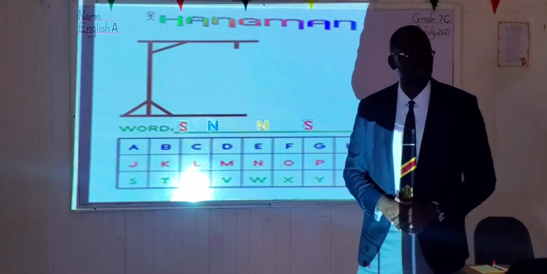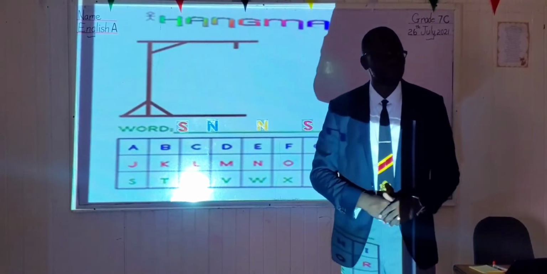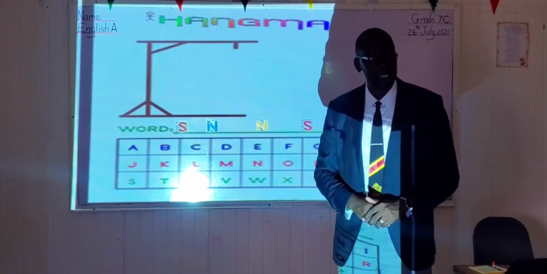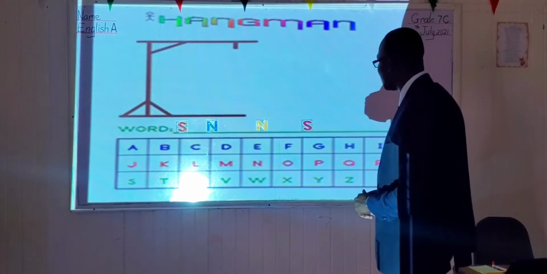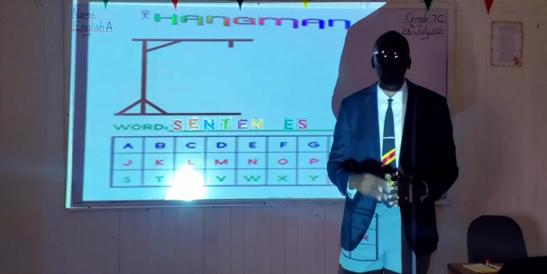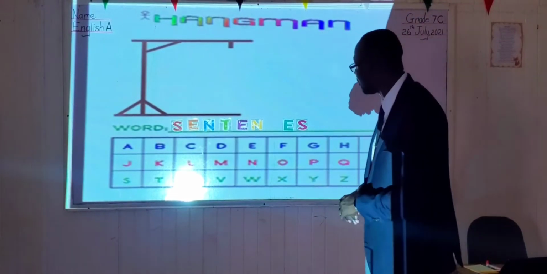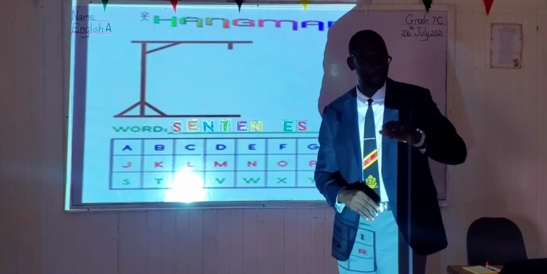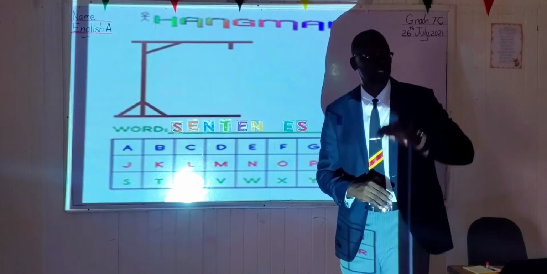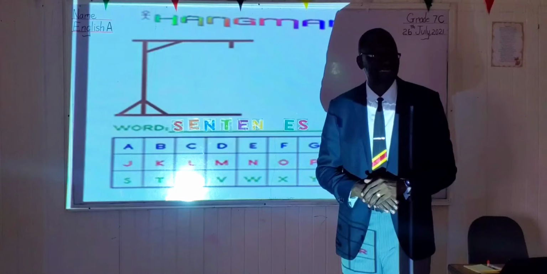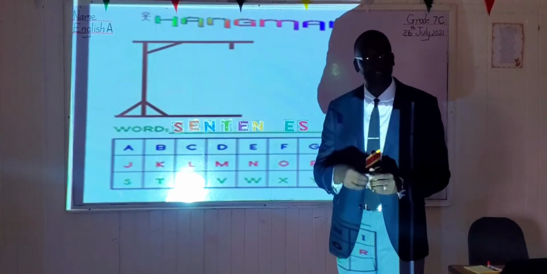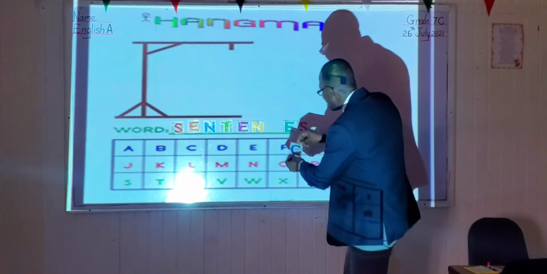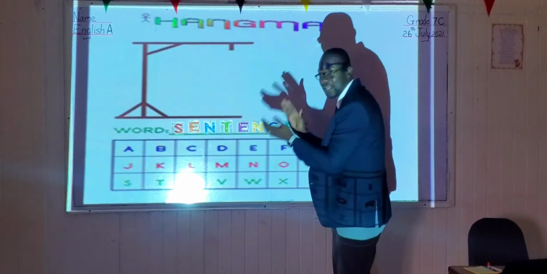Joshua, yes, which letter do you think needs to be placed in here? An E? Let's see, do we have an E? Yes. Okay, so we have one more letter missing from our word. Is there anyone that would like to try to guess the word at this time? Christine? Sentences. Yes, that is the correct word. Let's give Christine a nice hand.